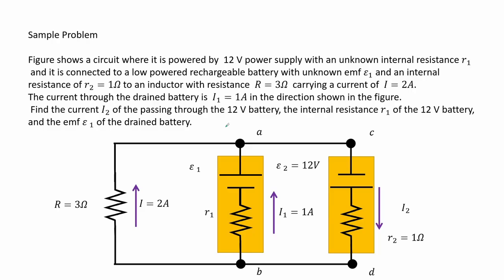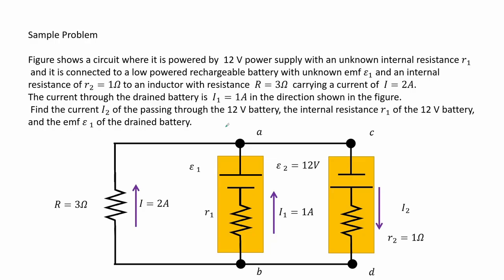Sample problem. The figure shows a circuit powered by a 12 volts power supply with an unknown internal resistance. It is connected to a low-powered rechargeable battery with unknown EMF and an internal resistance of 1 ohm, and to an inductor with resistance 3 ohms carrying a current of 2 amperes. The current through the drained battery is 1 ampere in the direction shown in the figure.